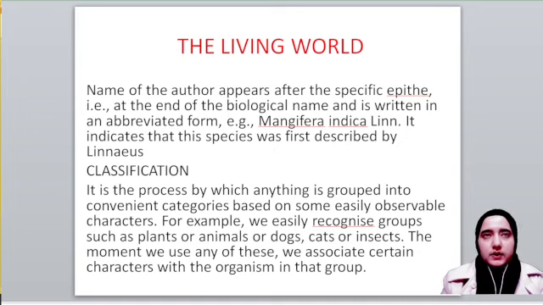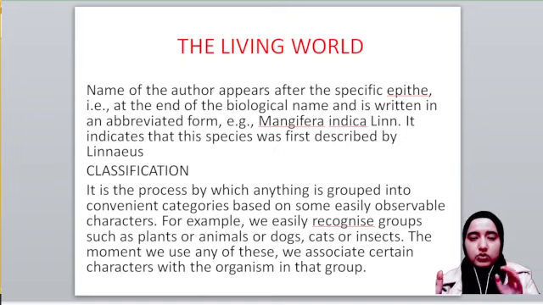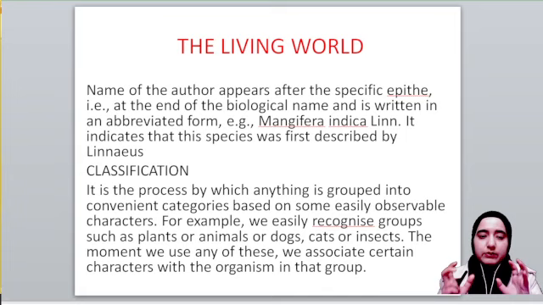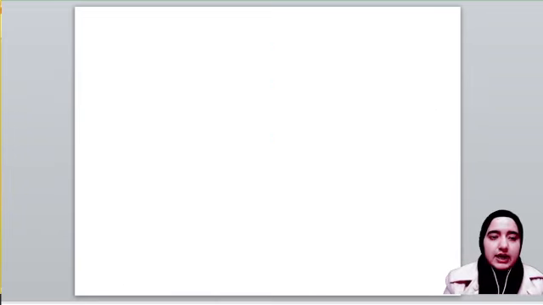Now, talking about the author, who gave the name of the organism. We will write the name of the author at the end of the biological name, but not in full form. We will write the name in abbreviated form. As I already mentioned, the name Mangifera indica was given by Carolus Linnaeus.